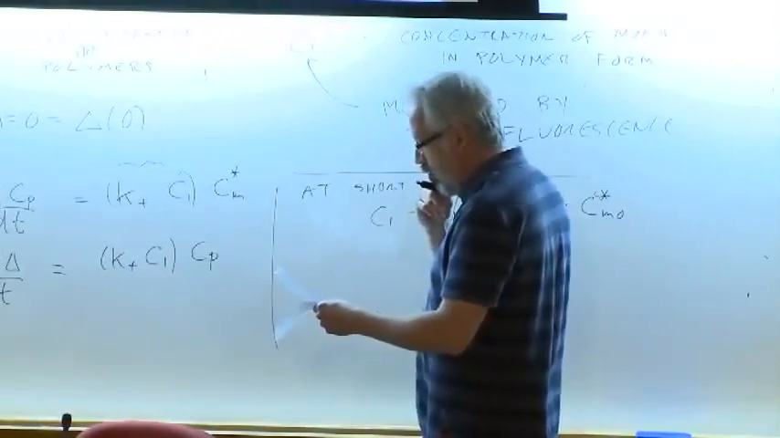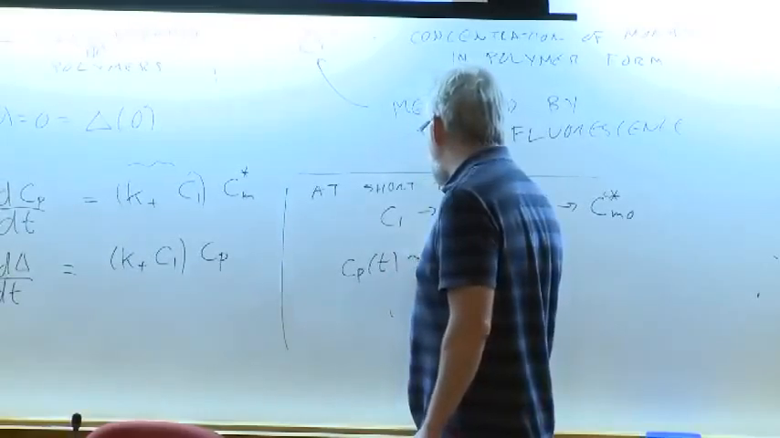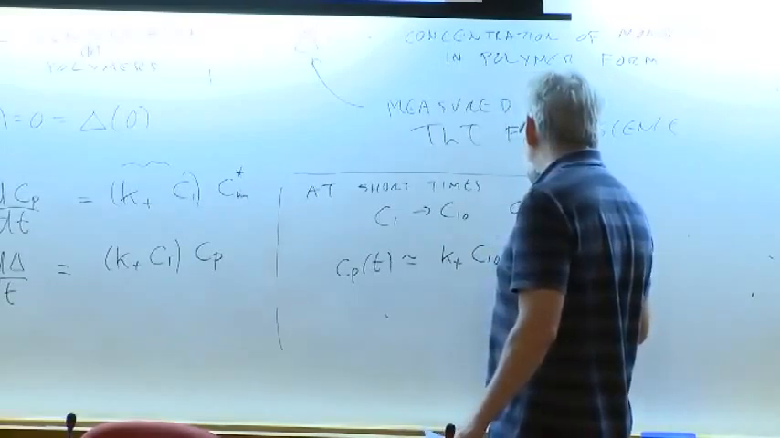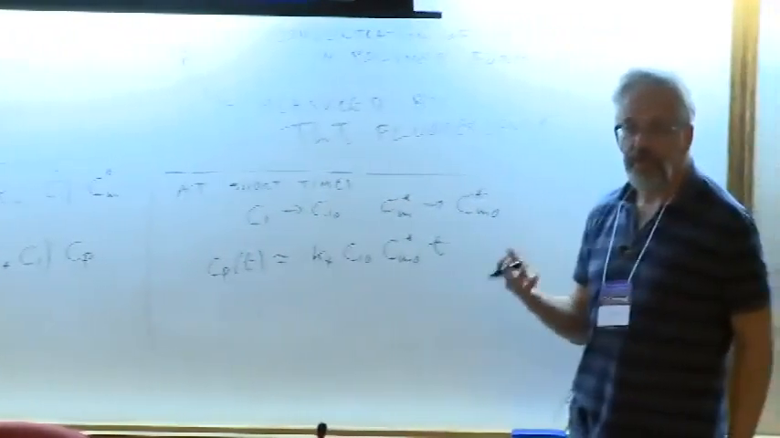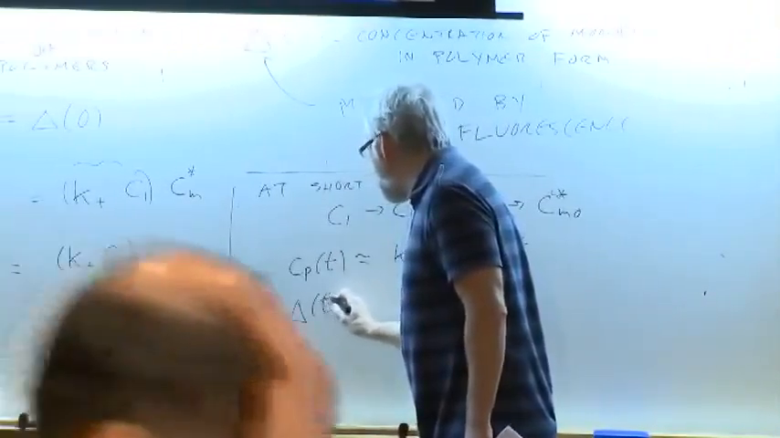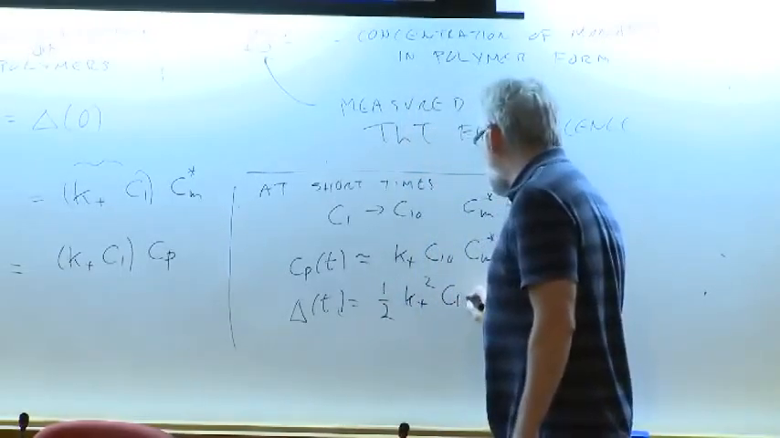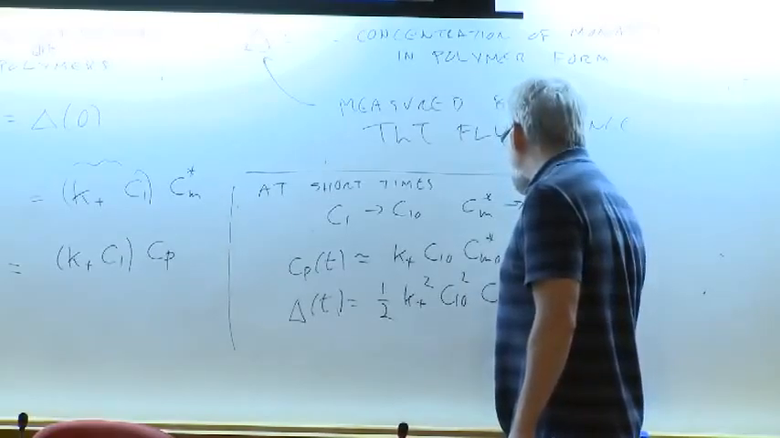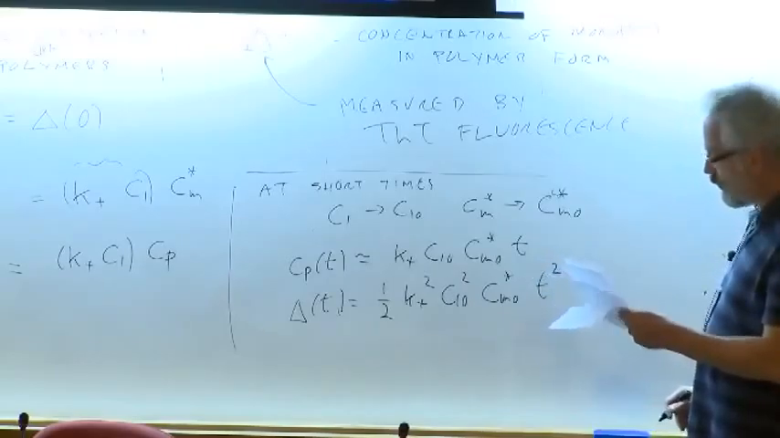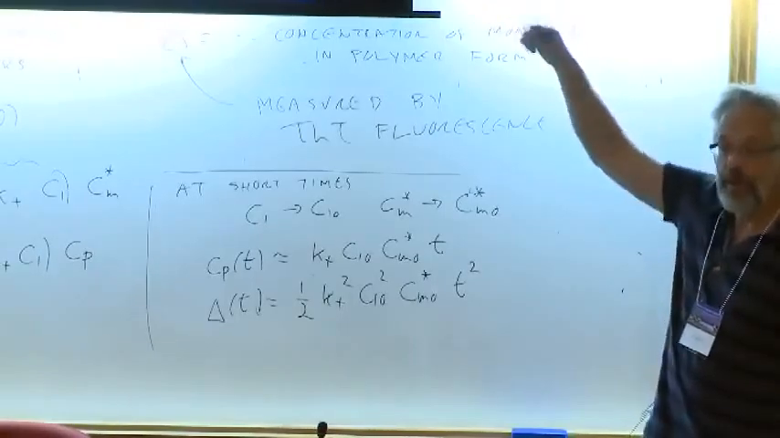And right away what we can see is that, given the initial conditions, Cp of T is just equal to K plus C1 naught Cm naught star times T. That is, the number of polymers just grows linearly in time. And delta of T just grows quadratically in time. So this is K plus squared, C1 naught squared, Cm naught star times T squared. And of course, that's the T squared that's showing up in this graph right up here.